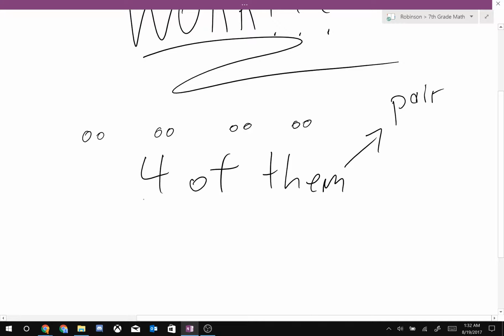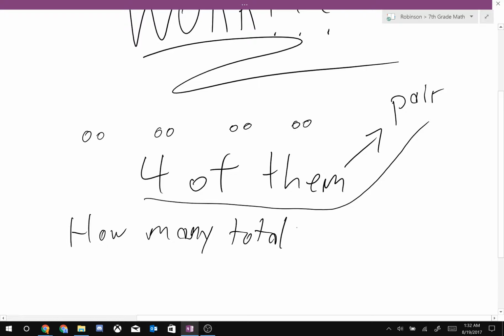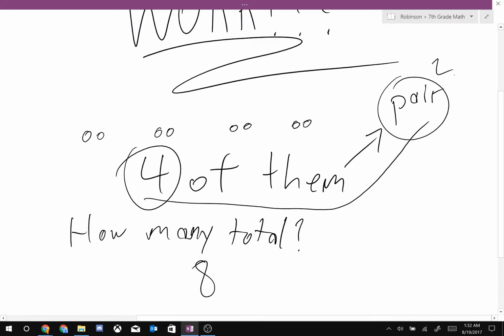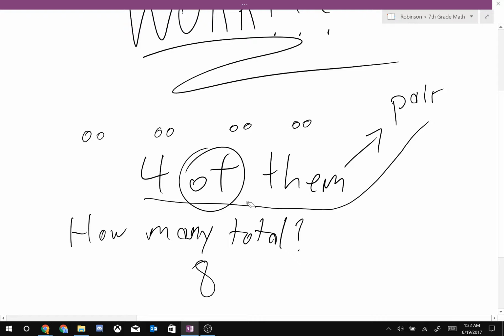Therefore, if I took this sentence and I wanted to know how many in total, I would have 8, because 4 times 2, which comes in a pair, is 8, right? The word in this sentence that told us to multiply is of. So in math, the word of can mean multiply. That's the first point that I want to get across, and I think that it will help in the explanation that I'm about to go through. But that's what we need to know, is that of, in this case, means multiply.